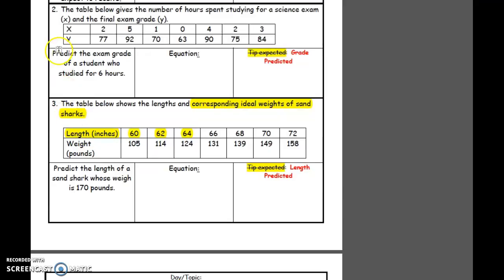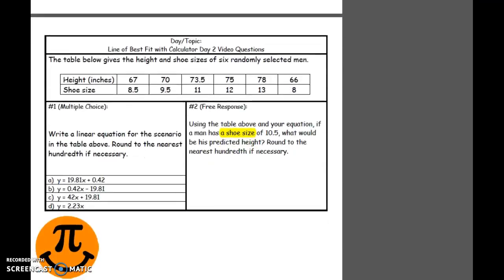You're going to enter questions 2 and 3 on the Google form, and you're also going to enter the answers to video question number 1 and video question number 2. For video question number 1, you're going to use this data right here to find the equation for the line of best fit, and round to the nearest hundredth if necessary. Then you're going to use your equation to find what a man's predicted height would be if he has a shoe size of 10.5, and again, shoe size is our y, not our x. Round your answer to the nearest hundredth. Be sure to include units, so if his height is being measured in inches, please include inches in your answer.